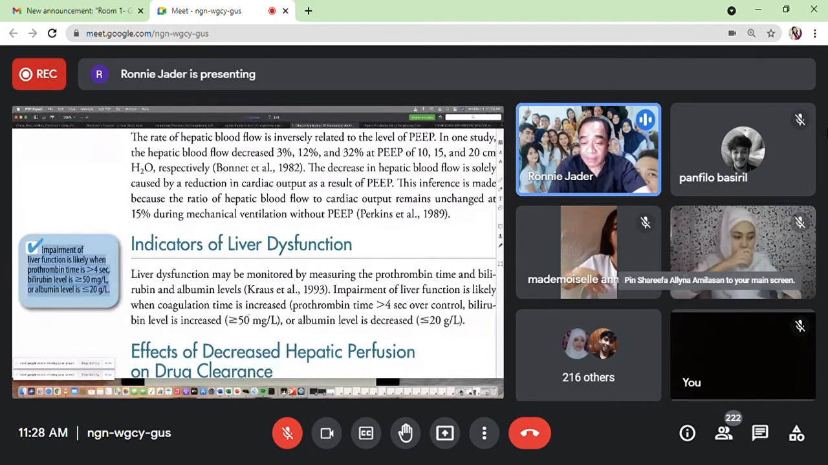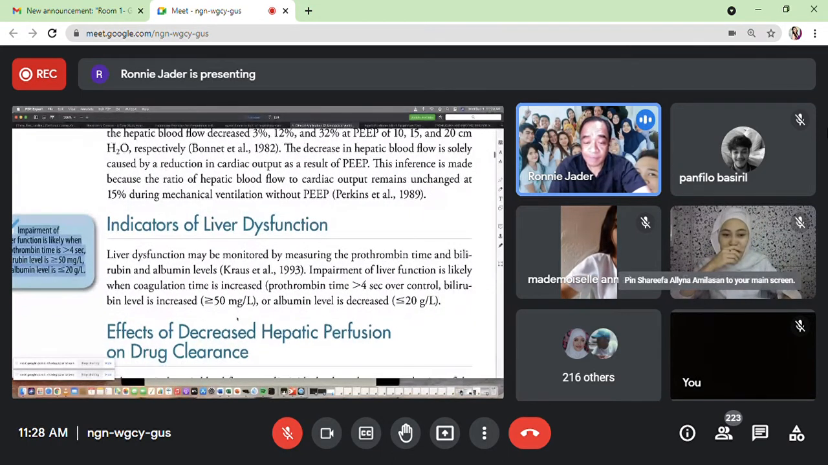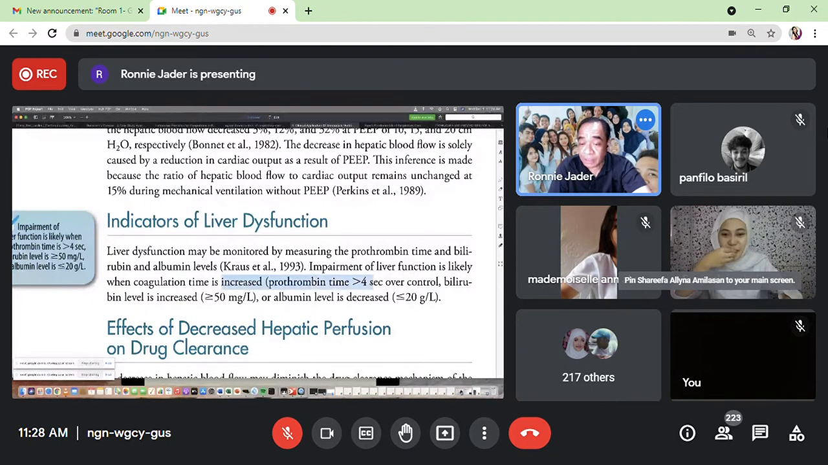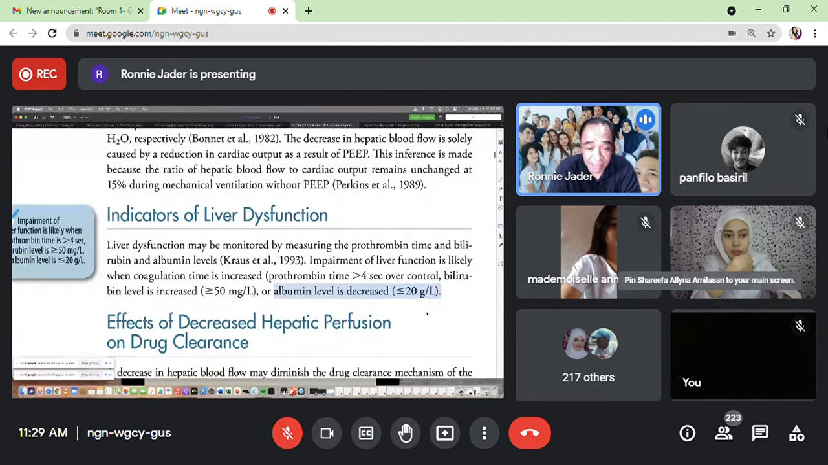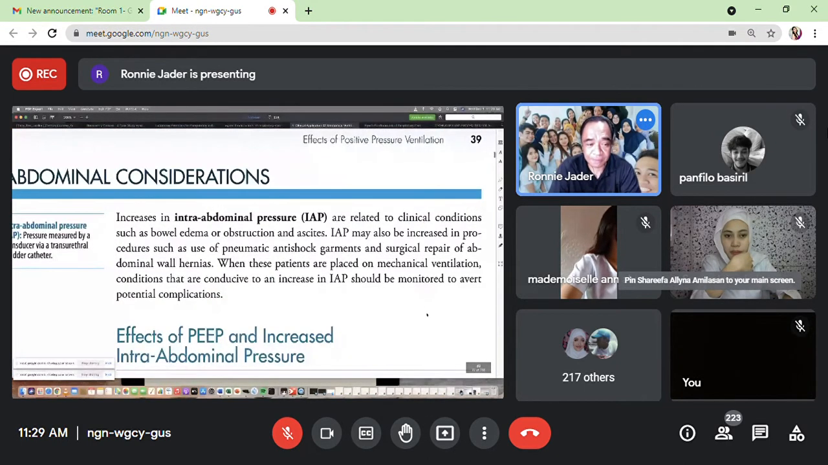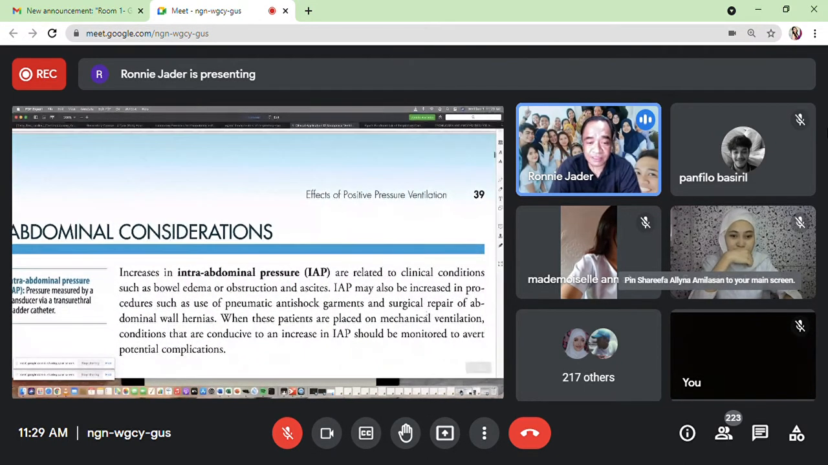So, isa sa mga indication for liver function, yung prothrombin. Yung prothrombin, yung pagkaklot ng ating dugo. So, kapag matagal magklot yung dugo, ibig sabihin mahaba yung prothrombin time. That may be a sign of liver dysfunction. Bilirubin level is increased. Kapag naninilaw ka, ayan, mataas ang bilirubin mo, more than 50. Or, when albumin level is decreased, kapag namamanas ka, mababa ang albumin mo, that may be a sign of liver dysfunction. Next, abdominal considerations.